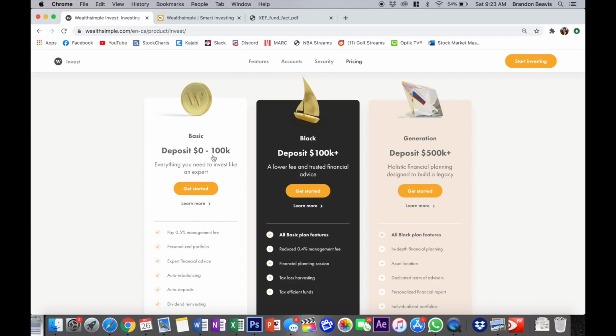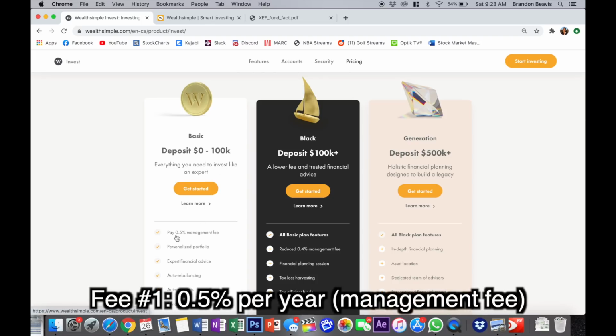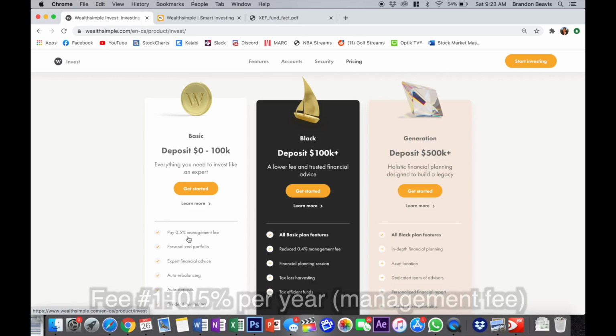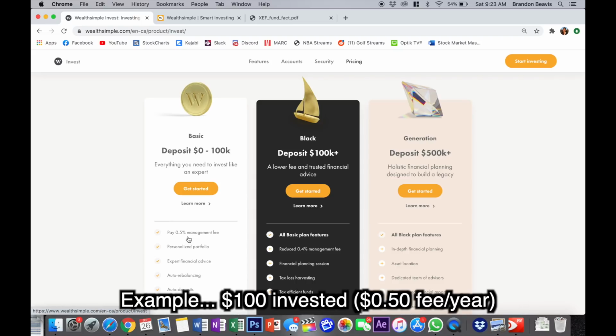As you see here, if you deposit anywhere between $0 to $100,000, you pay an annual fee of 0.5%. So what that means is that if you had $100 in that account, you would pay about 50 cents per year in management fees. That's what Wealthsimple would take off the top. They actually take it out periodically, and I'll show you something very interesting in a second, but that's the simple fee that you're paying for a Robo-Advisor.